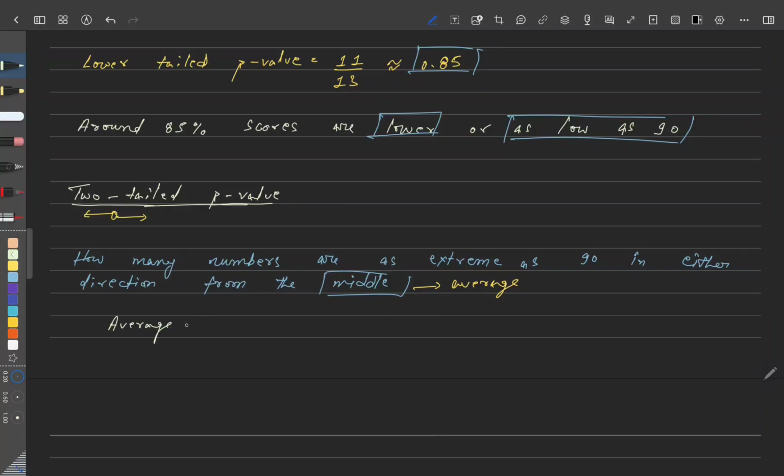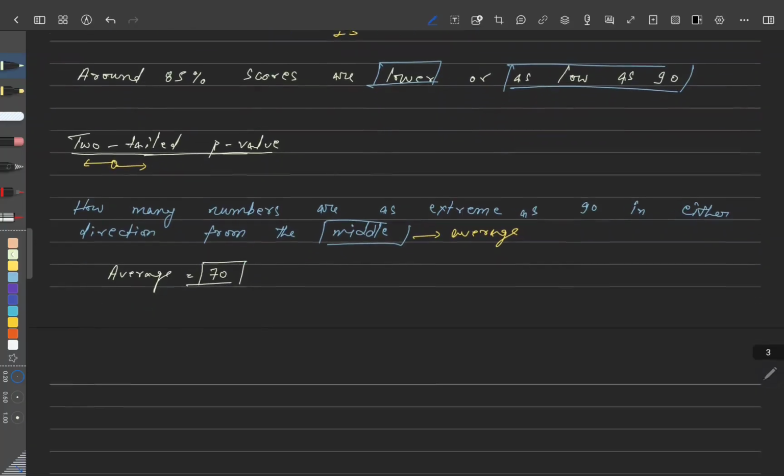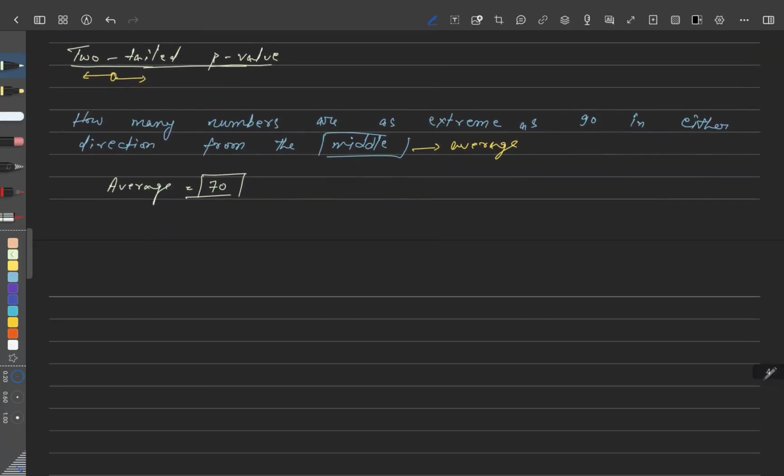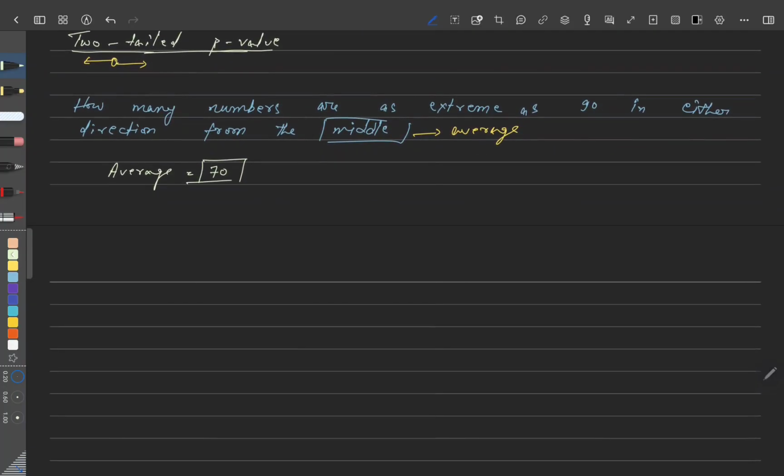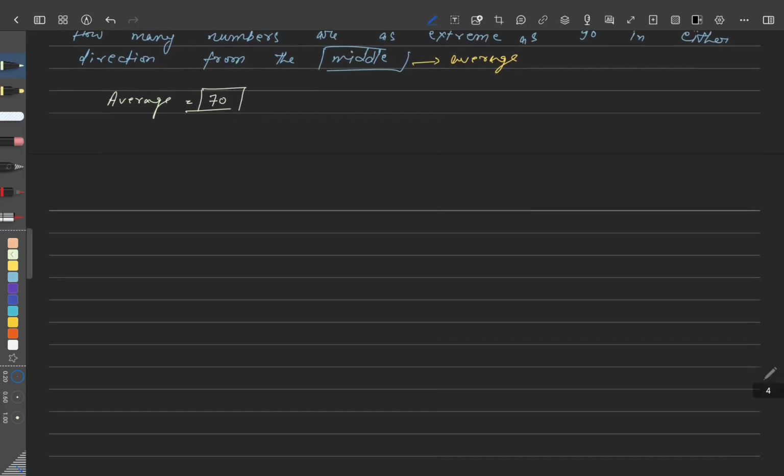Average is equal to 70. So if you calculate the average, marks would be 70. So how far is 90 away from 70? 90 is our reference score. So how far is 90 away from 70? 90 minus 70 is equal to 20.